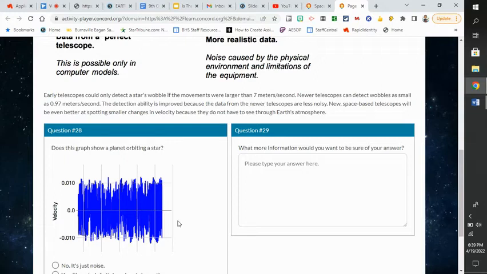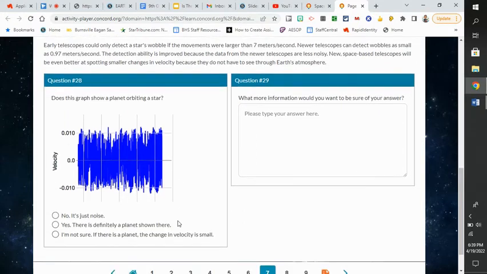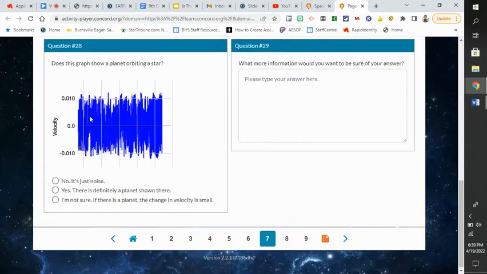Does this graph show a planet orbiting a star? Can you see anywhere where the planet might be moving the star back and forth? So you select no, it's just noise. Yes, there's definitely a planet, or I'm not sure if there's a planet. The change in velocity is small. What more information would you want to be sure? Would you want to be sure of your answer?